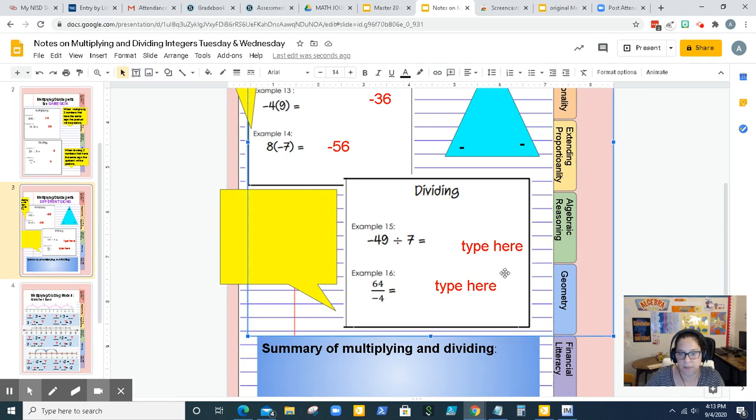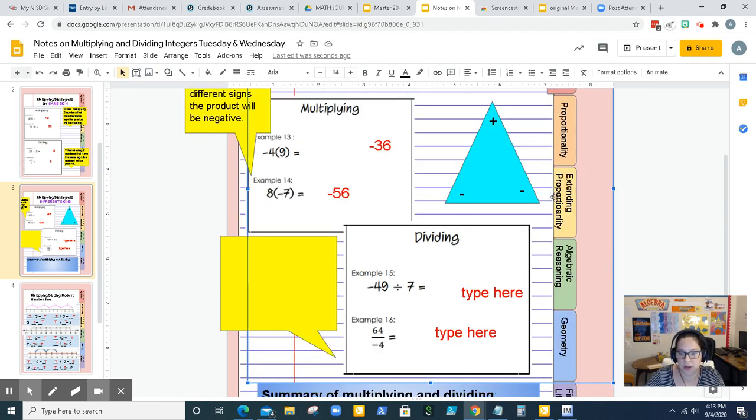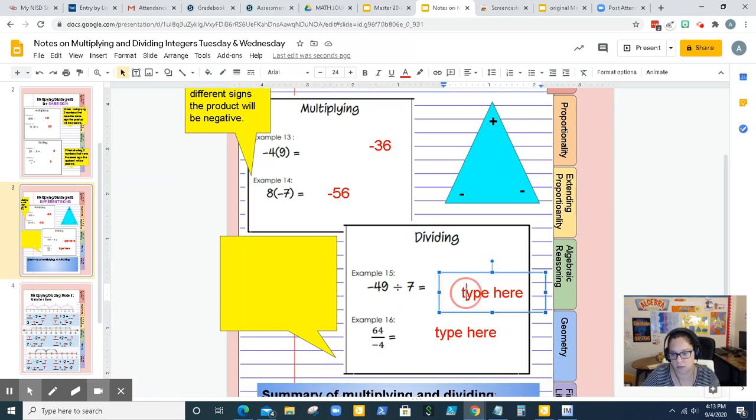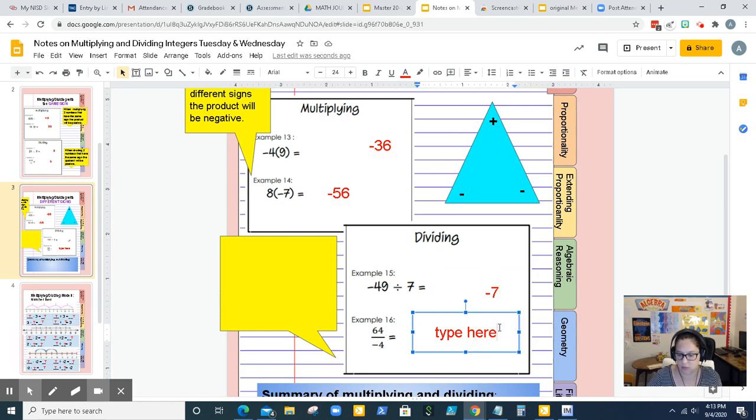Okay, now dividing. So you can still use the triangle on dividing. You have a negative 49 divided by a positive 7. Your answer is going to be a negative 7. Then 64 divided by a negative 4. Positive divided by a negative, you should have a negative 16.